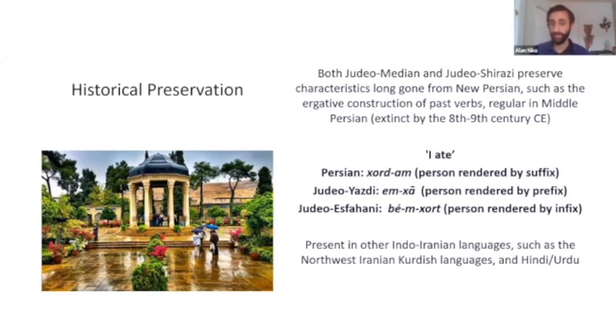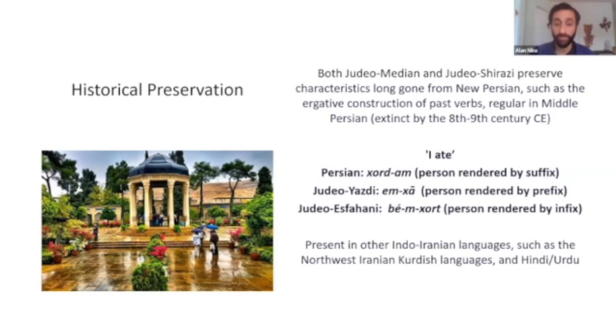And then in Judeo-Esfahani, it's with an infix. So it's that M letter right in the middle of the word. So I ate is bemchort, and he ate is beshchort. We don't need to get too much deeper into that, but this is a feature that's present in other Indo-Iranian languages, other Northwestern languages. This is actually one of the ways that we know that the Judeo-Median languages are Northwestern.